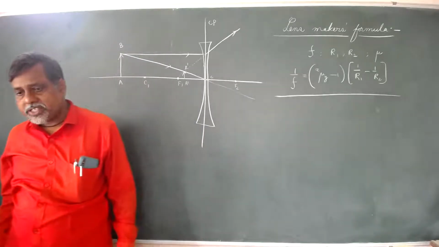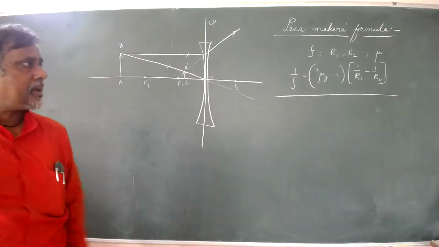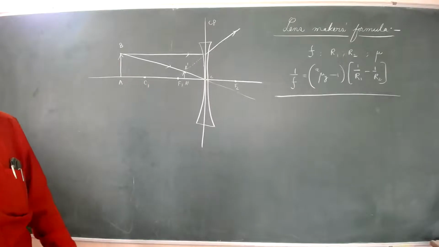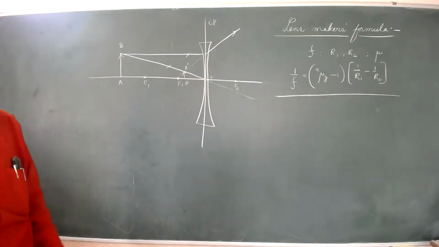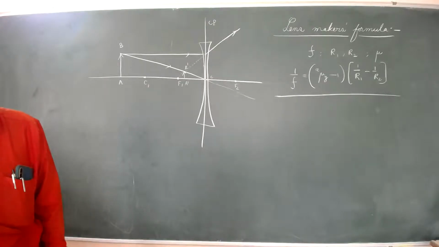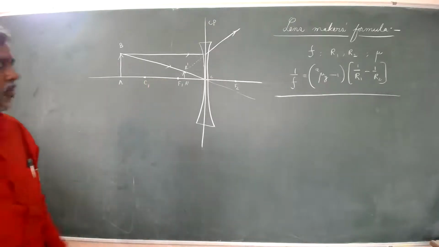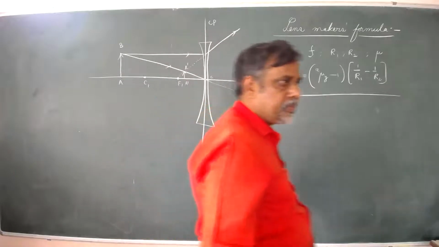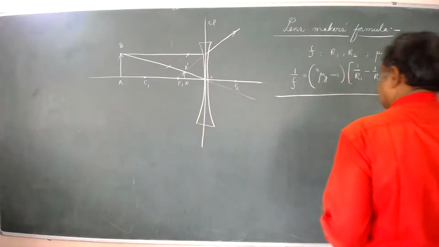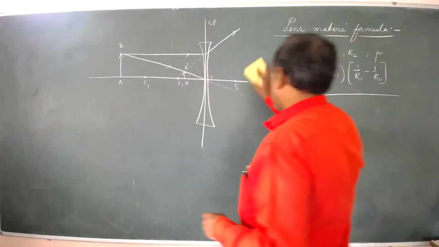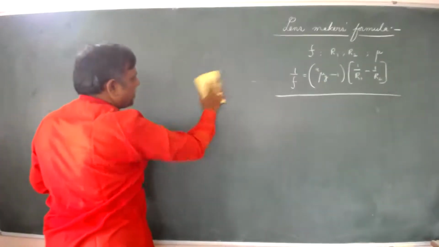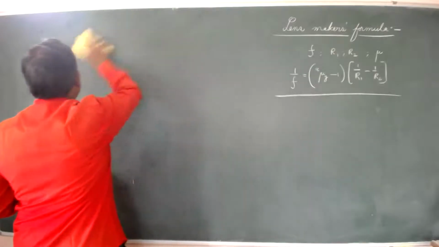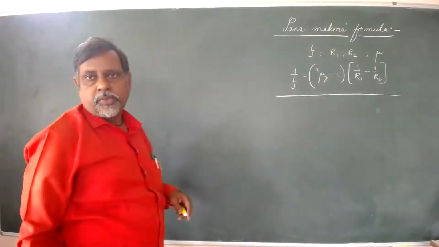By means of this lens maker's formula, you can calculate the focal length when all the terms of the RHS are known. You can calculate the radii of curvatures, anything you can calculate when the remaining things are given. Got it? So by means of this lens maker's formula, you can obtain the relation between the focal length and the radius of curvature.